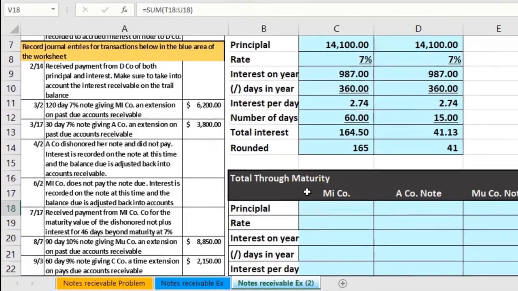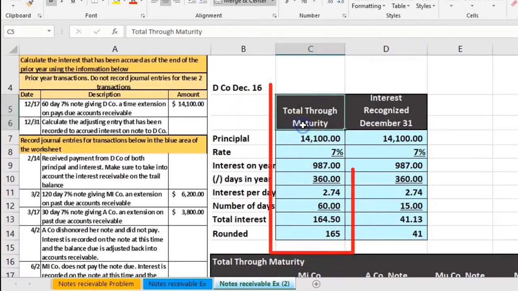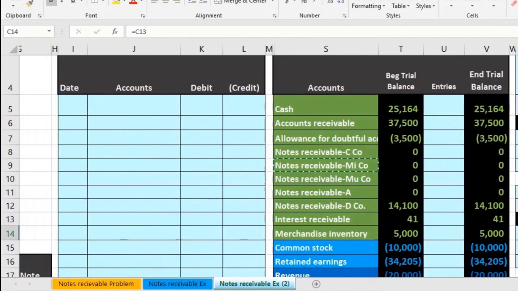Okay, so now we're going to say that they paid us. So here's they paid us the 14,100 plus the full 165. So let's see what the journal entry would look like then. We're going to go back over here.